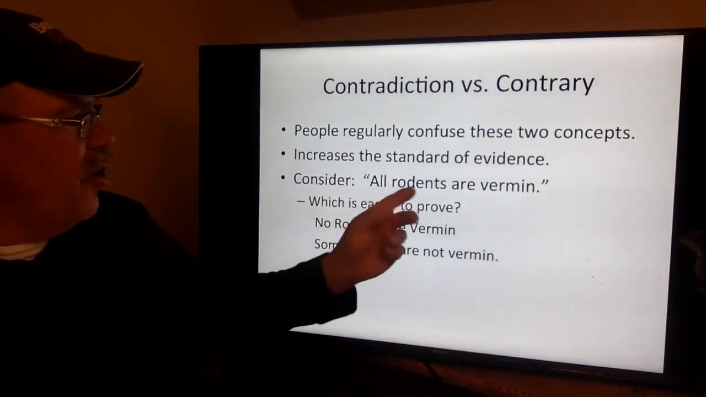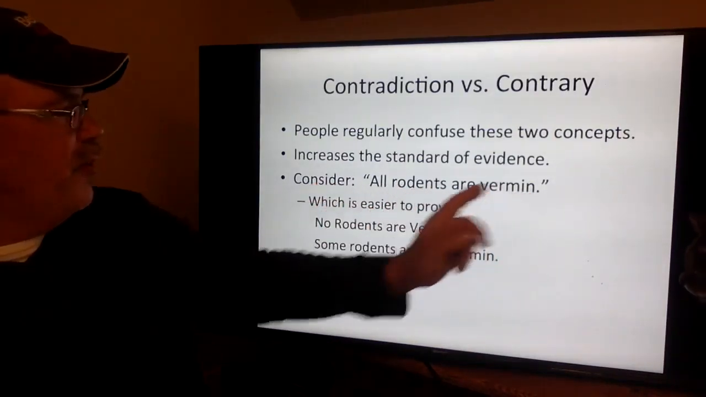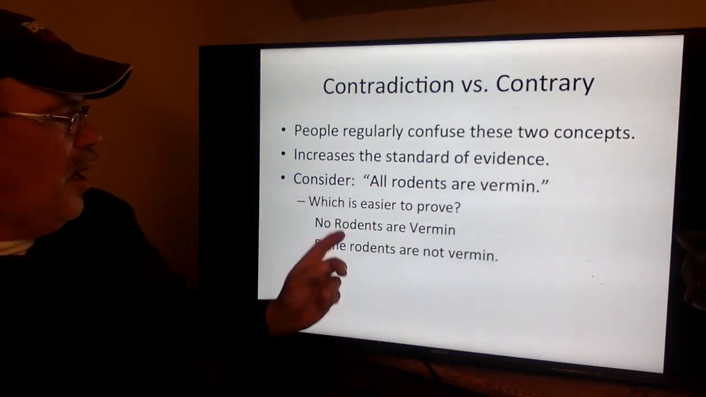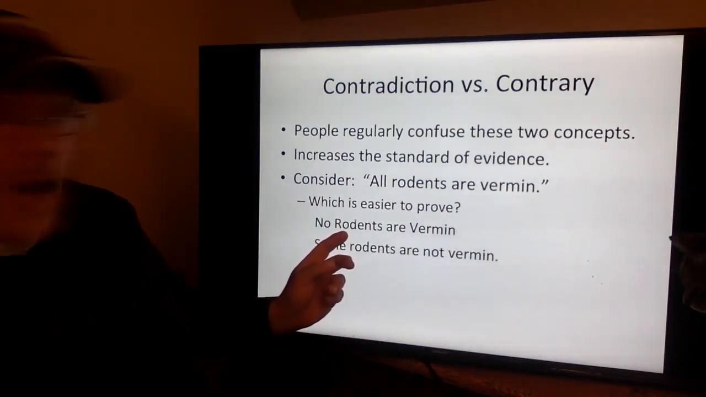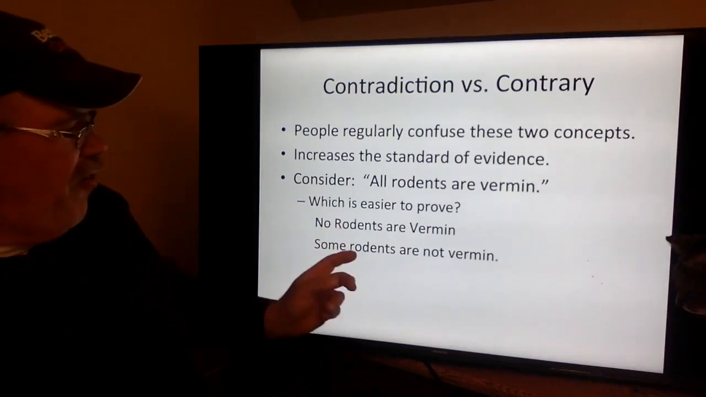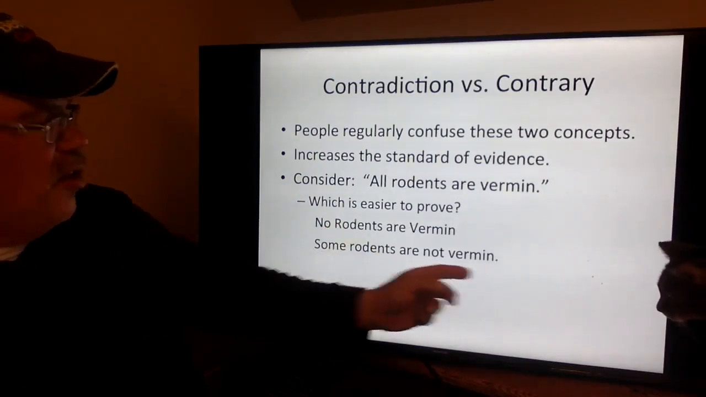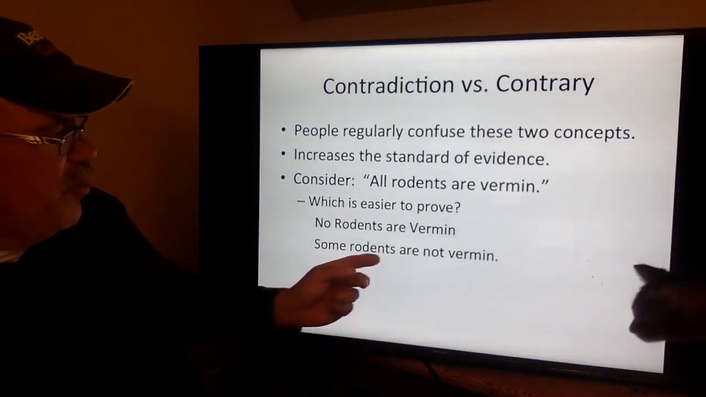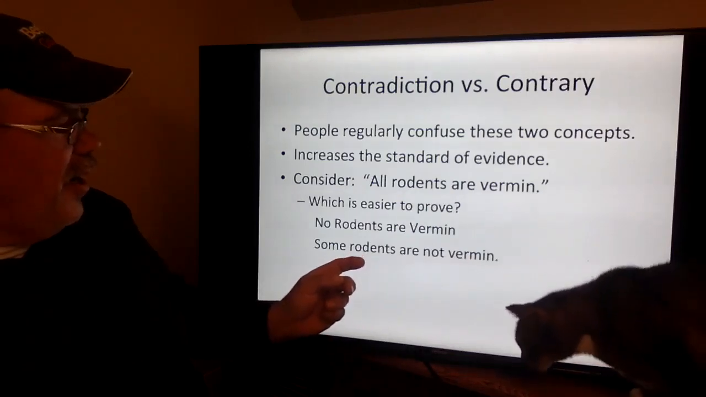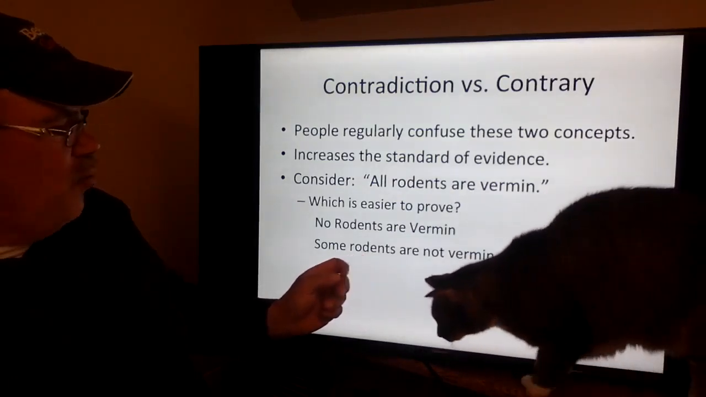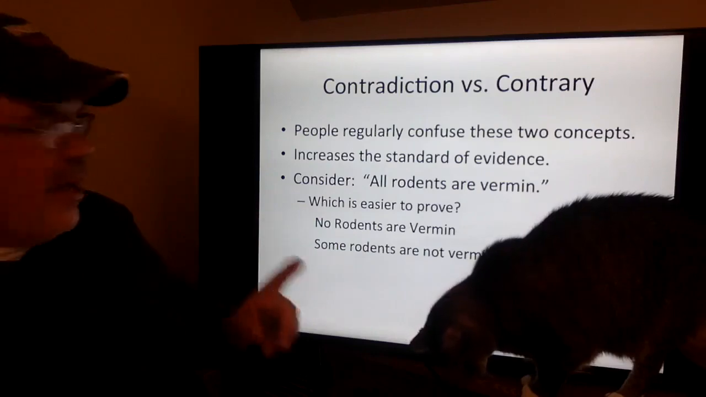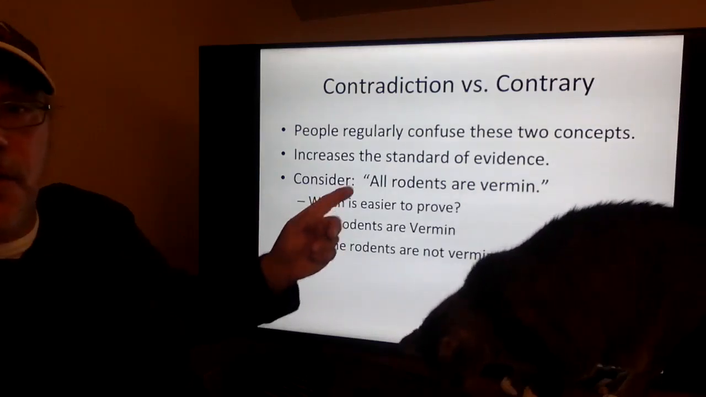So if you're trying to prove all rodents are vermin, how much research would you want to do? And finding some that is not, right? I think there's some species of rodents out there that are not vermin. Then finding at least one is way easier than finding none or all.